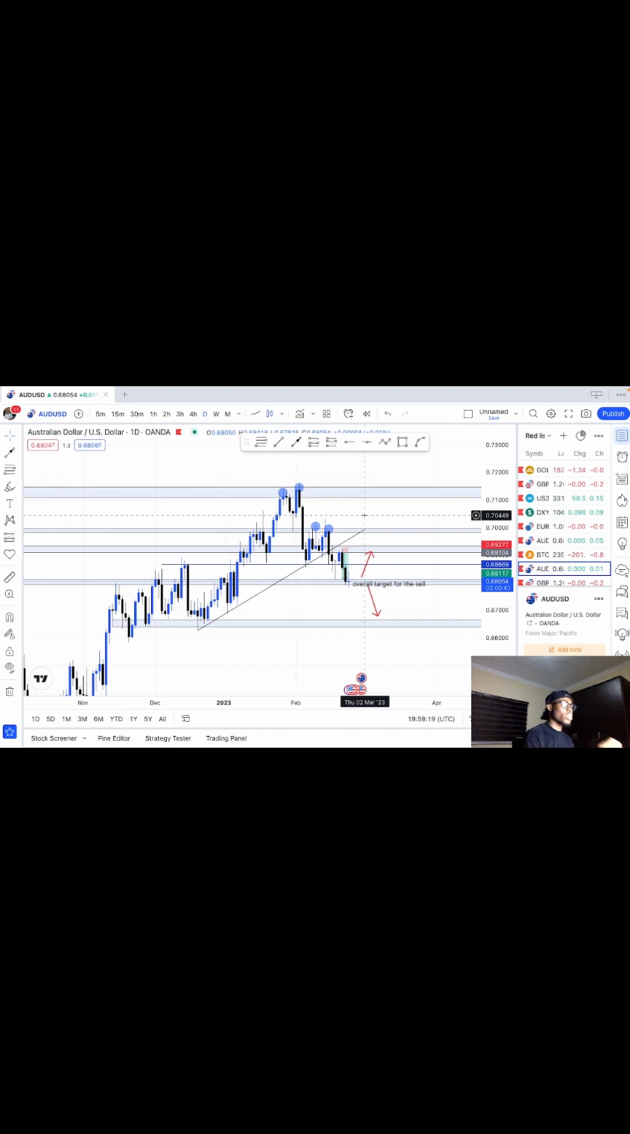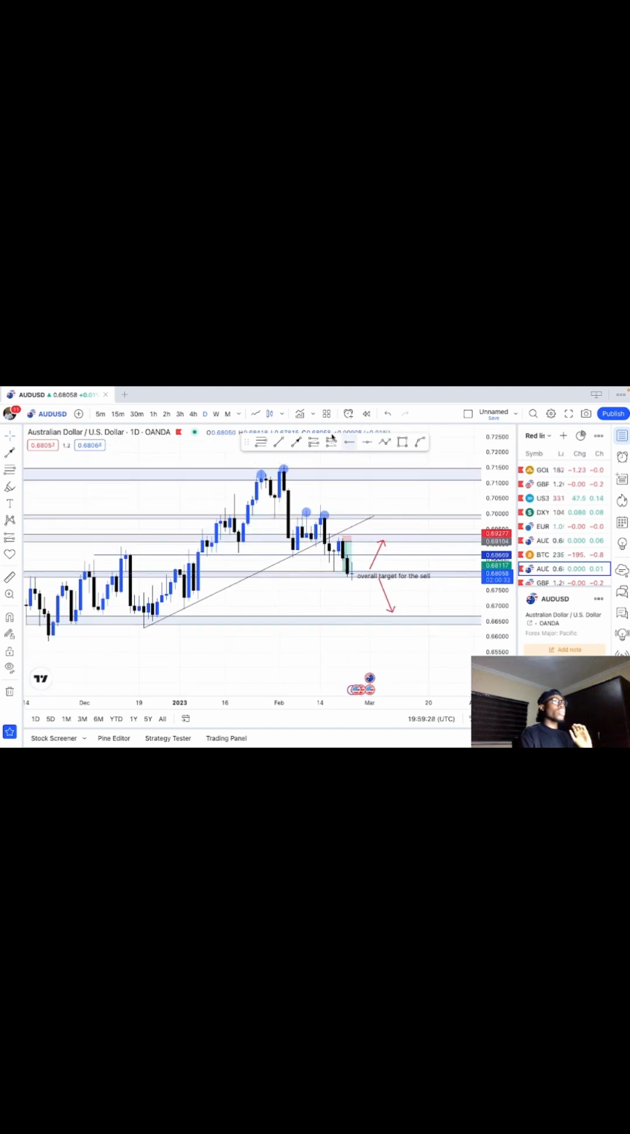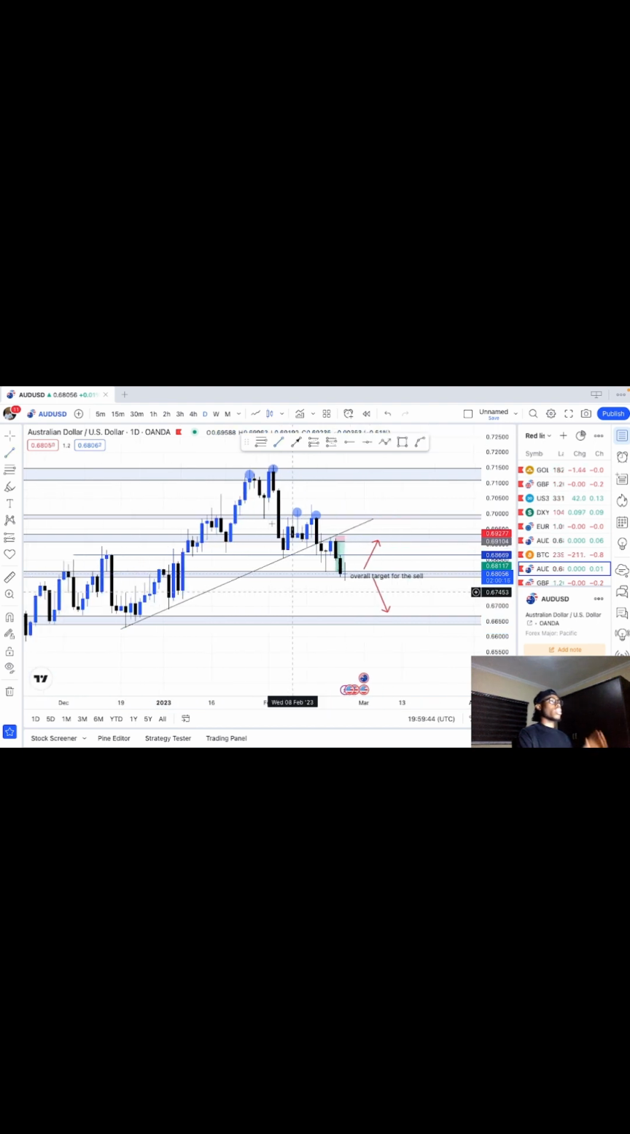So what am I expecting? A very nice sell opportunity. I was just waiting. Then I drew my trend line from here to this. Let me just note and show you. So I drew my trend line here. You can see on the daily time frame, I drew my trend line.